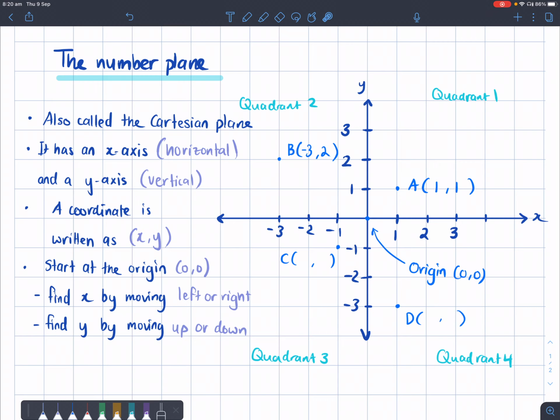Followed by C. C is this point here. So from the origin, once again, I will have to move left to get there. And then I move down. So I moved left 1, which means my x coordinate is -1, and I moved down by 1, which means my y coordinate is -1. Okay, then for D, I would have to move right by 1, okay, then down by 3. So the x value is 1, the y value is -3.